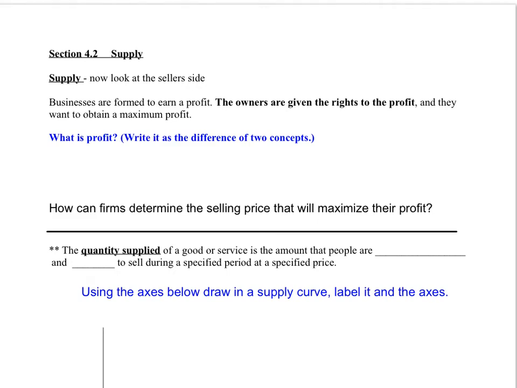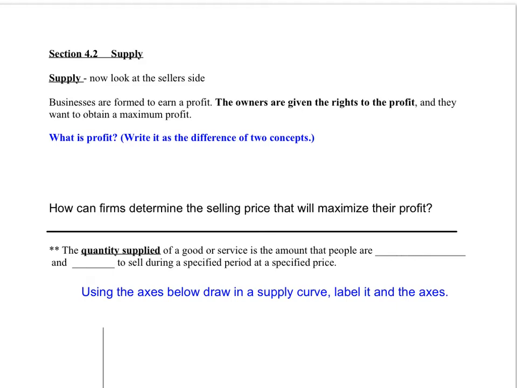Use your 4.2 notes to accompany this video. Please fill in all notes and answer any questions which are not answered in this video that appear on the text unless you are told otherwise. On the text, I mean in the notes here. Okay, so 4.1 dealt with demand, 4.2 deals with supply.